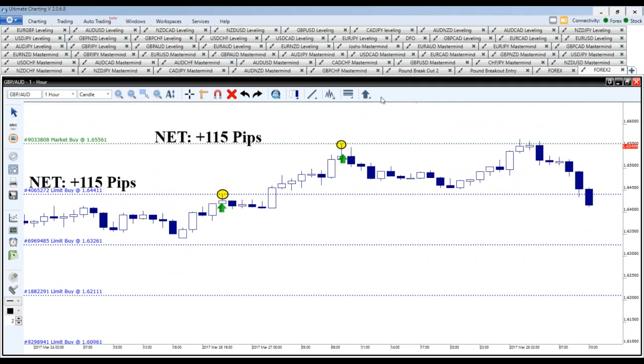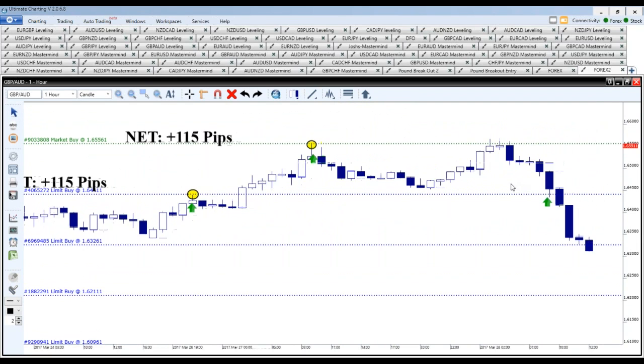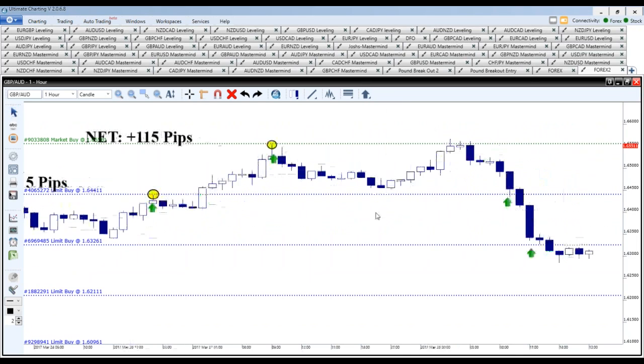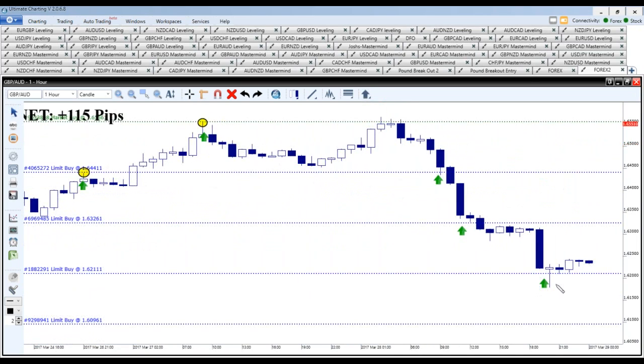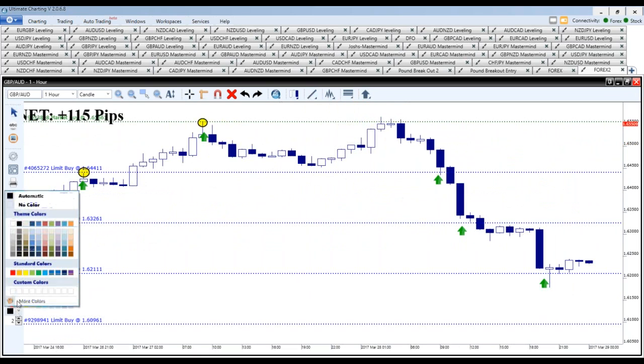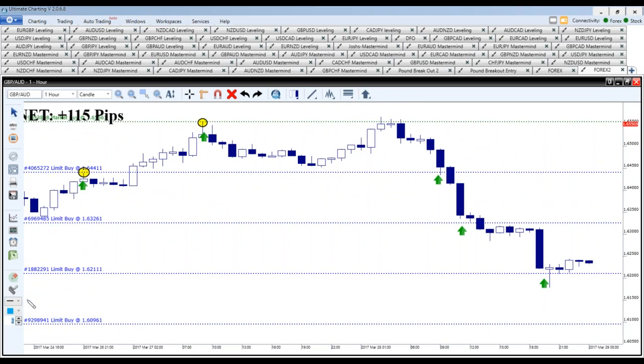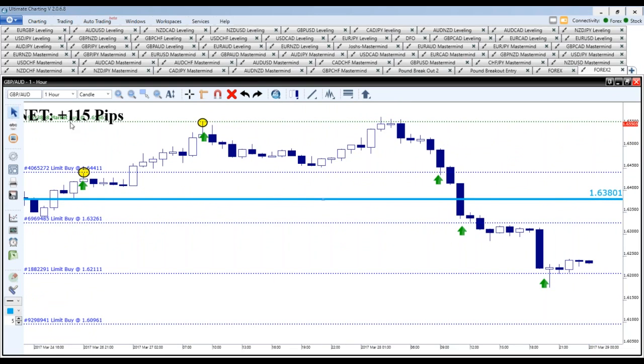So let's see. I'm holding my buy. Market goes against me. Okay, so I'm in. Grid goes to work. I'm buying in again. Grid goes to work. Market comes down. I'm buying again. So now what happens is all this is being managed for me. So I could be at home, I could be at work, I could be at school, I could be on vacation. All this is being done for me, okay?